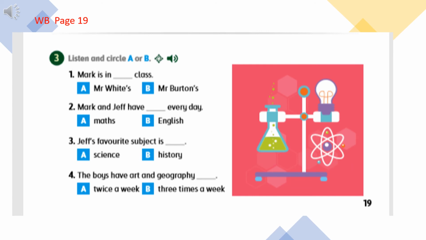We're going to listen and circle. Workbook, Module 2, Top Stars. 3. Listen and circle A or B.